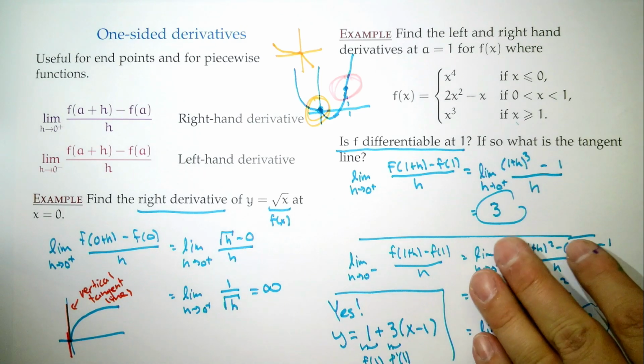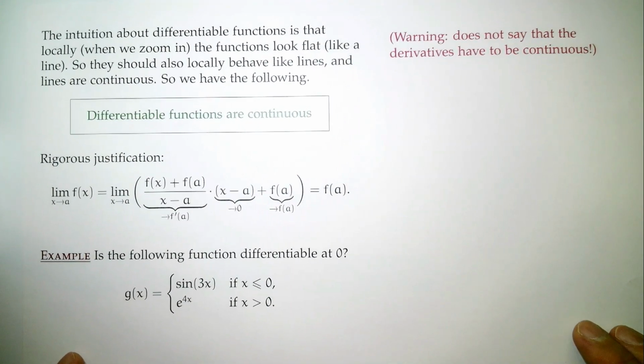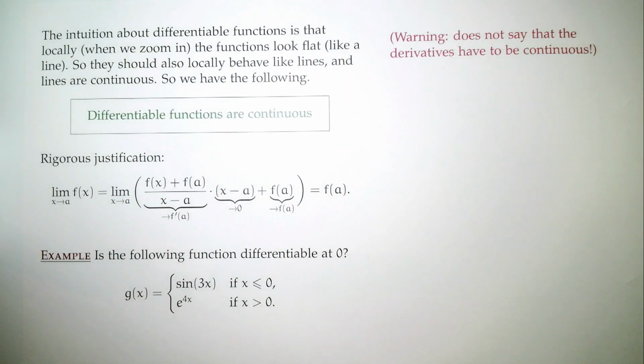Now there is something nice to say, and it's the following. If our function is differentiable, it has to be continuous. But remember, it's not the other way around. Continuous functions don't have to be differentiable. But if you're differentiable, you have to be continuous. The intuition is that if I'm differentiable, locally I look flat. It means I look like a line, and lines are continuous. So I'm going to be a continuous thing.